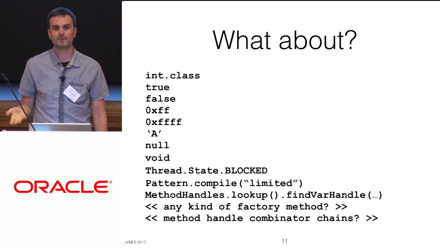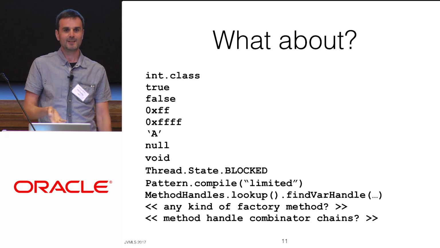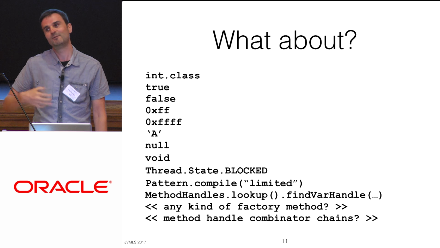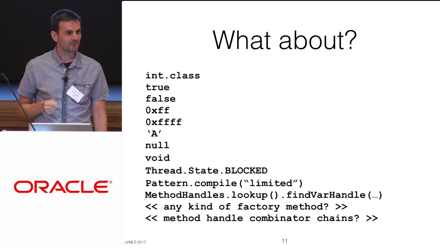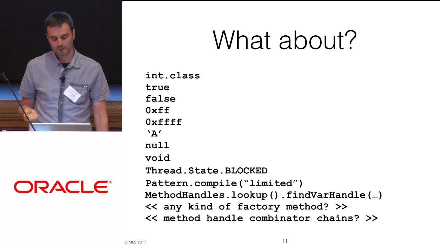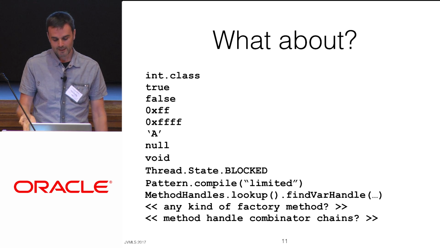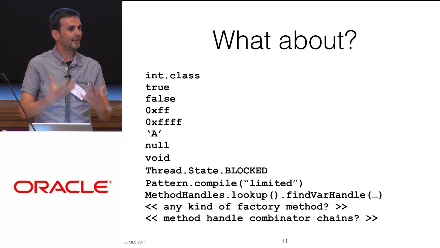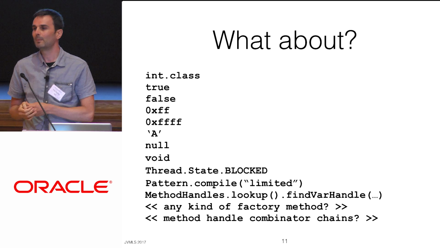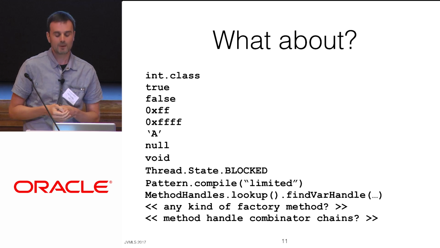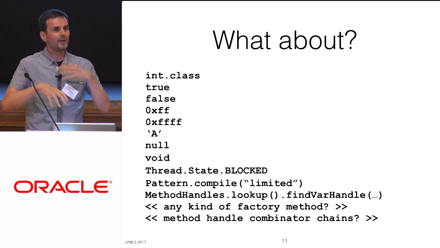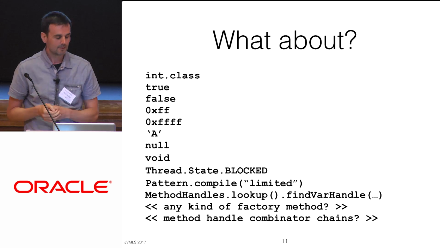But there's also enums. We're blocked. Thread state.blocked cannot be represented in the constant pool if you actually want to use that type in the constant pool. There's regex patterns. We can't represent those. We can't use var handles in a constant pool, which I wanted to do. And in general, we can't call any sort of factory method that we might want to, that returns something a constant. And we can't sort of compose method handle chains with constants as well.